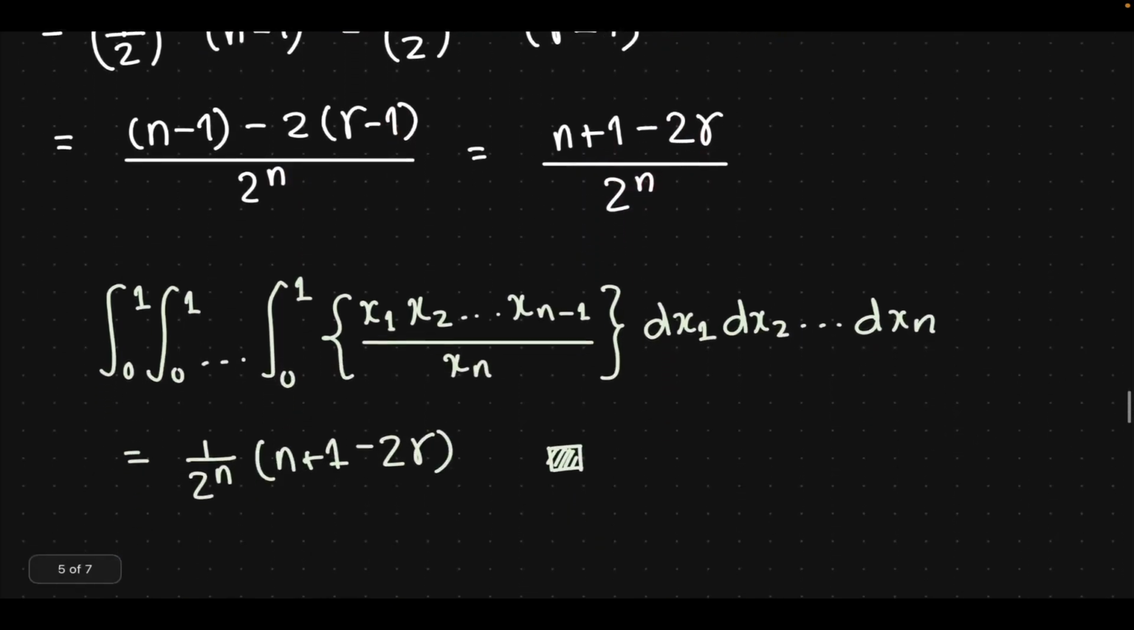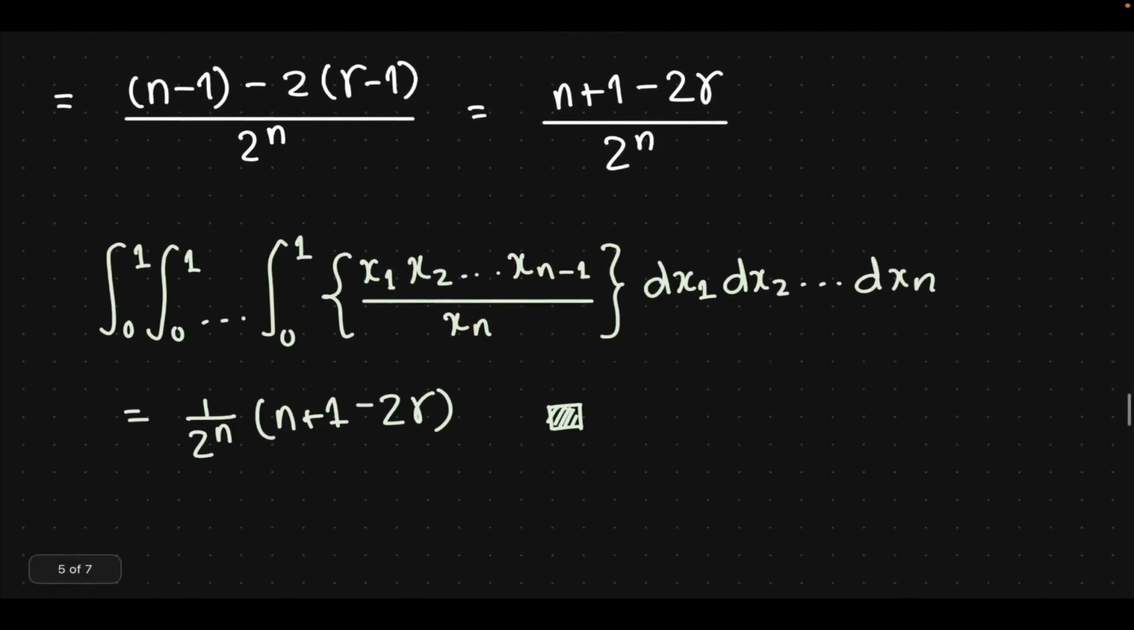And then let's just write everything out for style. The integral from 0 to 1, n times, of the fractional part of x1, x2 multiplied through xn minus 1 divided by xn is actually 1 over 2 to the n times n plus 1 minus 2 times the Euler-Mascheroni constant. Isn't this such a nice result? It's very satisfying. We can evaluate lots of integrals with this. Just change the n value, and that should basically do it.